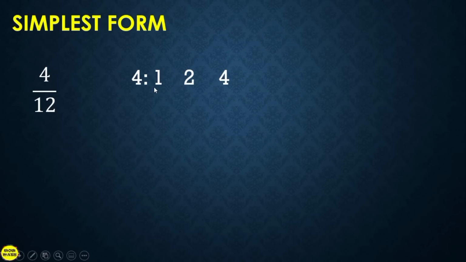And 4. So, ibig sabihin, yung factors ng 4 ay 1, 2, and 4. Next is yung denominator natin, yung 12. So, sa 12, ano yung mga factors ng 12? 1, 2, 3, 4, 6, and 12. Hindi pwede yung 5 dyan kasi 12 divide 5, makakaroon ka ng decimal. Hindi pwede yung 7, yung 10, o kaya yung 11. So, ito yung factors ng 12.